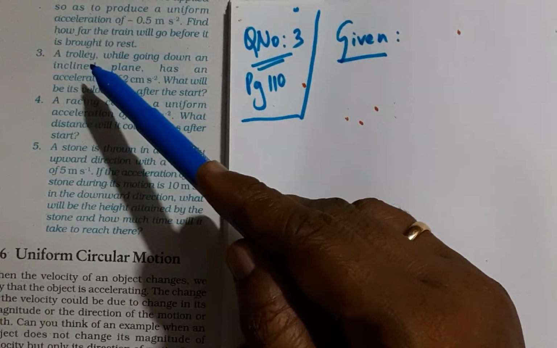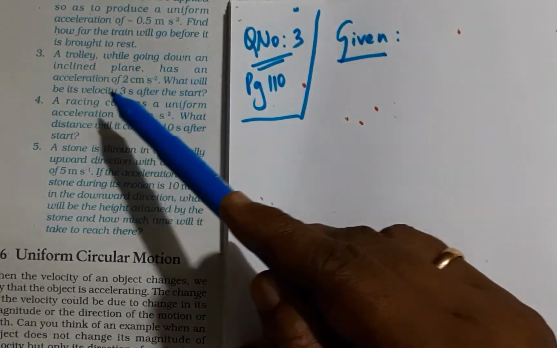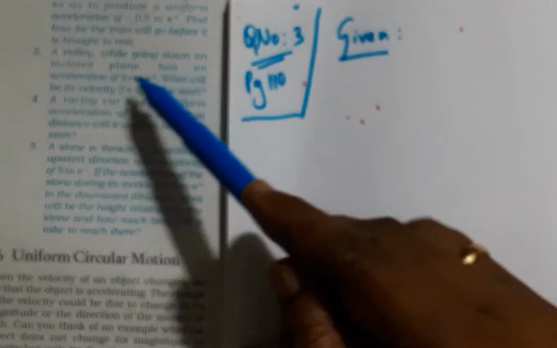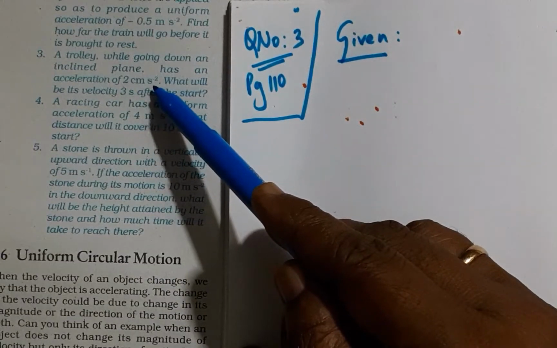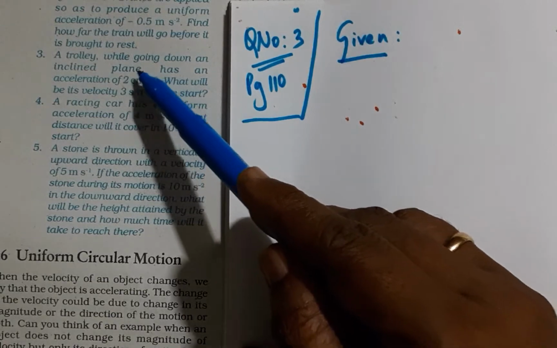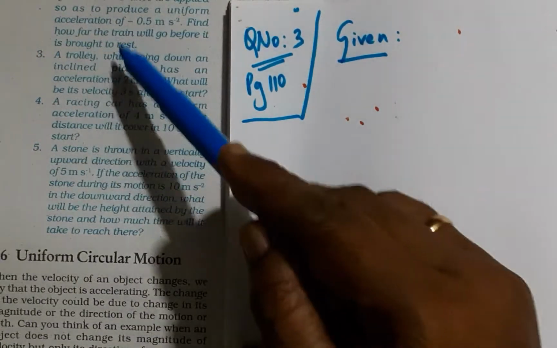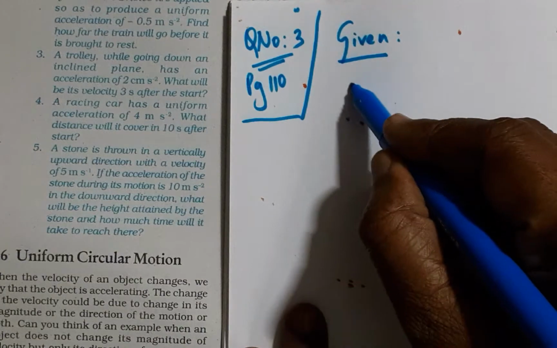Question number 3. A trolley while going down an inclined plane has an acceleration of 2 centimeters per second square. Here the key word is acceleration. The rest all is a story. We need not go into the details.